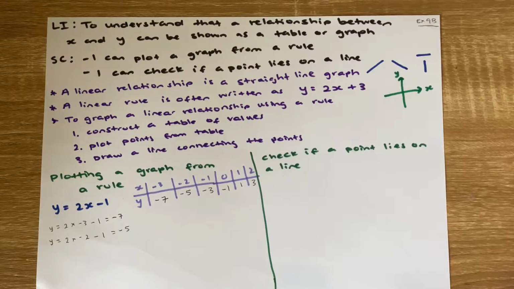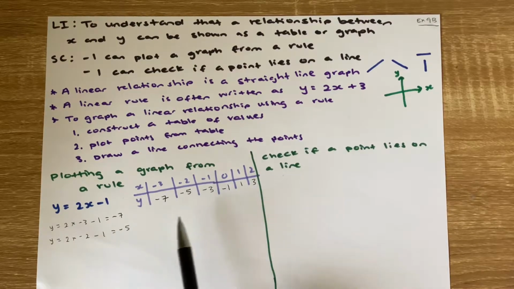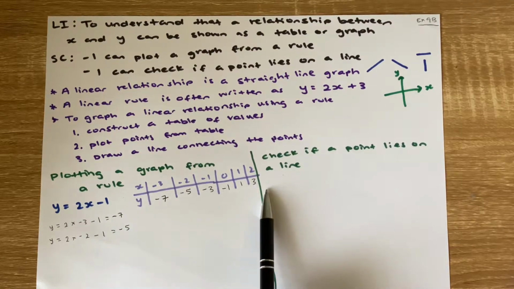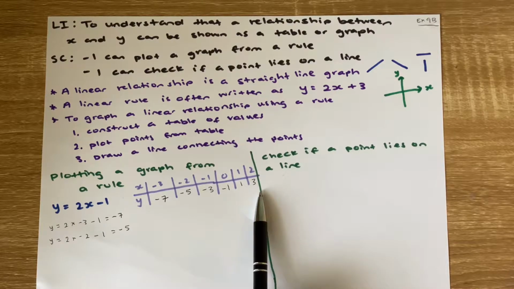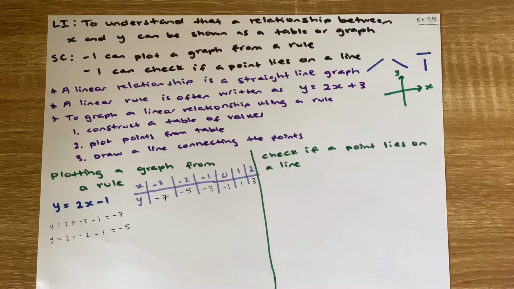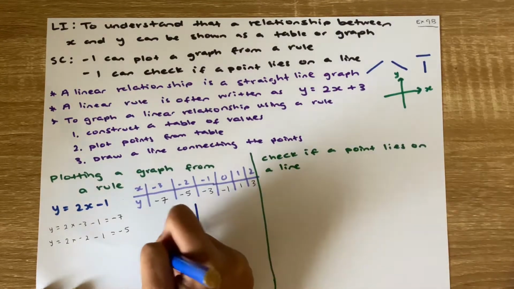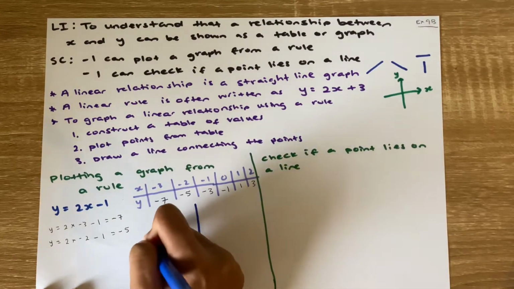Now that we've substituted each of our x coordinates from our table into the rule and figured out what our associated y coordinate is, we now have coordinates that we can plot on a graph. So remember, when we have a graph, we have an x and a y axis. So I'm going to go like this.